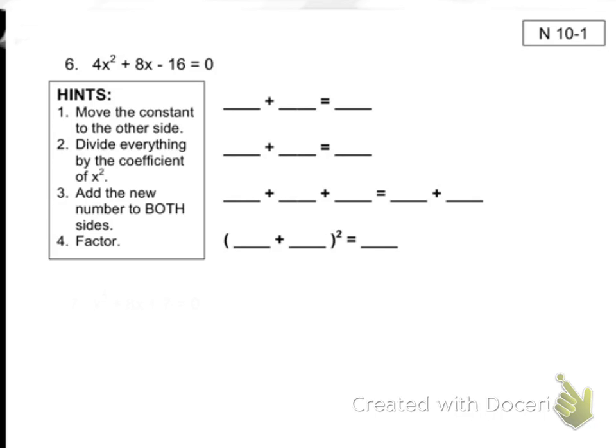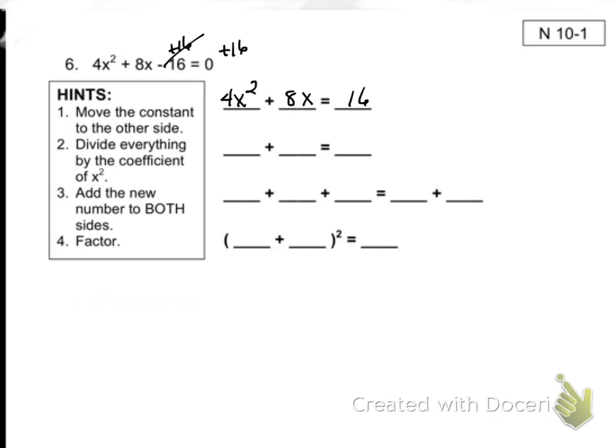Now in this case, there's a greatest common factor. You can take care of that first, or you can take care of that second. I would personally take care of it before I did anything else. Always factor out a greatest common factor. But if I do the instructions here, move the constant to the other side, so you have 4x squared plus 8x equals positive 16, because I have to add 16 to both sides.